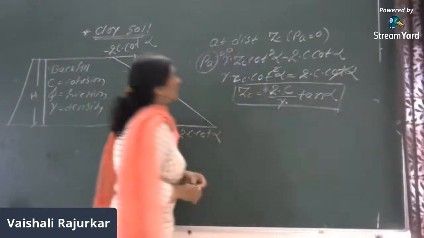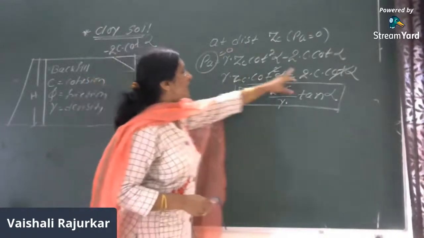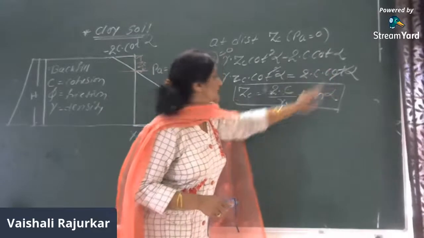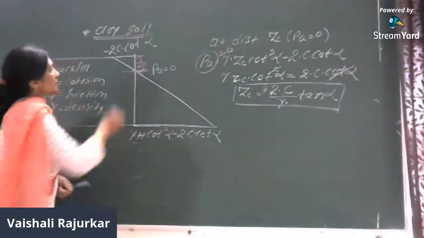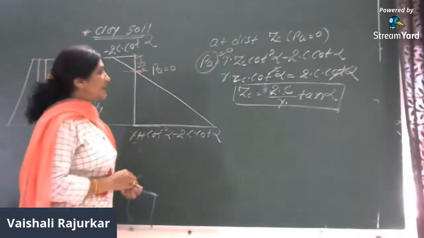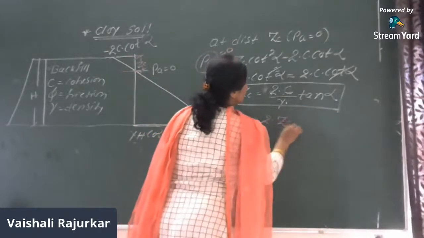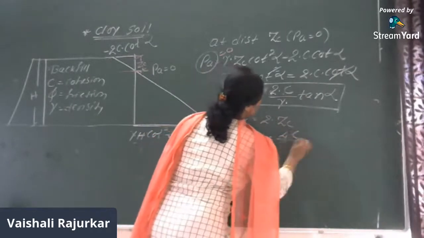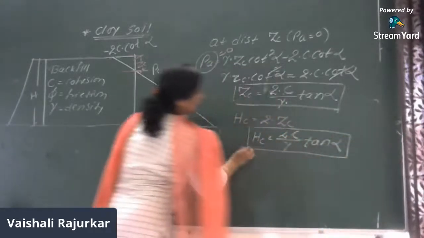We are interested in finding the value of ZC. Take ZC over here as 2c upon gamma; cot square will be cancelled with cot, and 1 by cot is again tan alpha. So ZC is equal to 2c upon gamma into tan alpha. So here the pressure is 0 at the depth ZC. Now where is HC calculated? HC is equal to twice ZC, and therefore HC is equal to 4c upon gamma into tan alpha. So this is the equation.